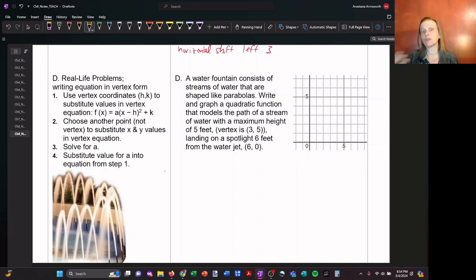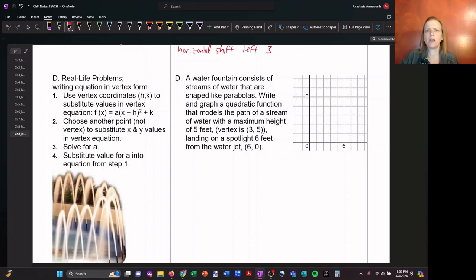Learning to write equations in vertex form. In the next chapter, we'll actually learn how to write equations in vertex form kind of from scratch, from data points. In this chapter, this is more like kind of just using the graph to derive the equation.